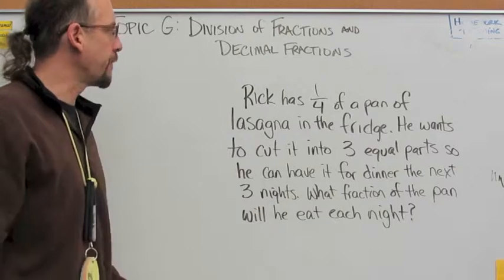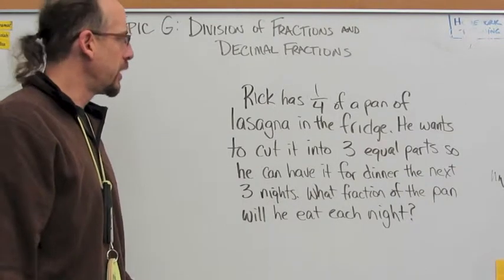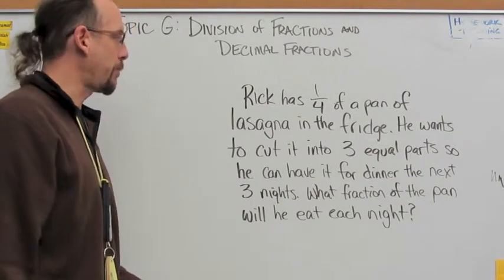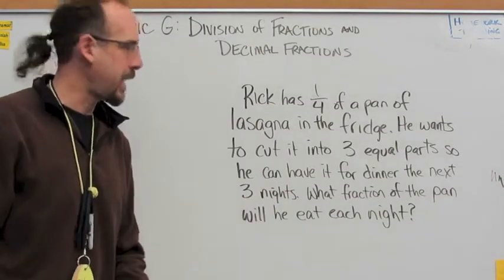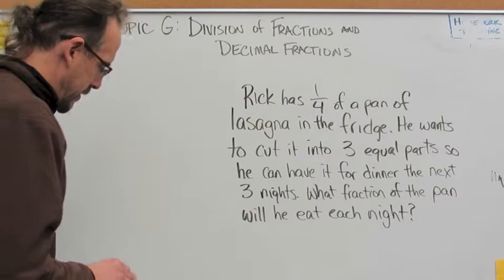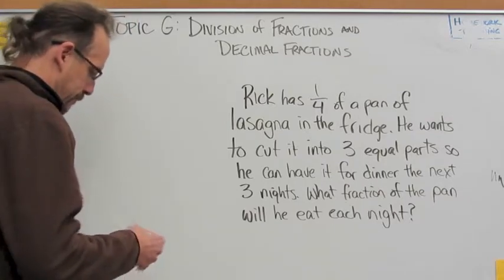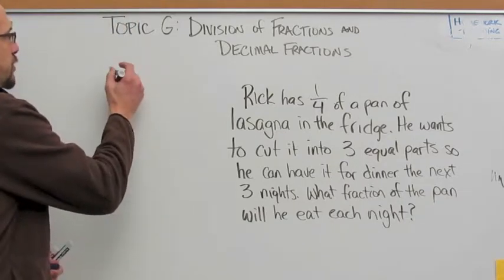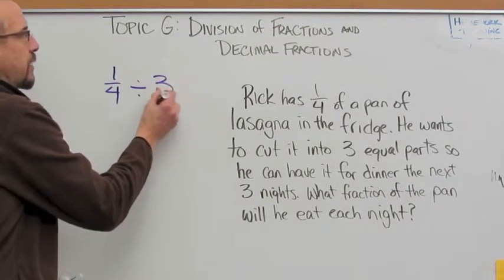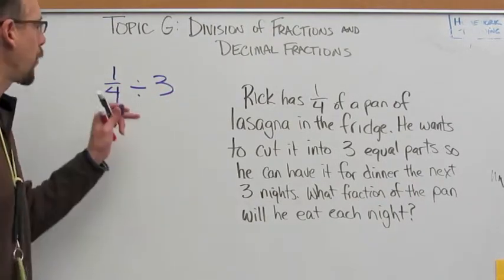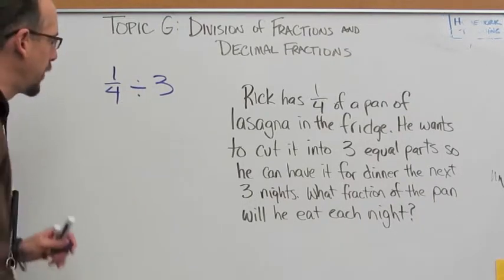And here we have the second type of problem. Rick has 1/4 of a pan of lasagna in the fridge. He wants to cut it into 3 equal parts so that he can have it for dinner the next 3 nights. What fraction of the pan will he eat each night? And again, this time, we've got the problem, I'm starting with 1/4 of a pan, and I'm dividing it into 3 parts. That's this kind of problem where I'm taking a fraction, dividing it by a whole number.